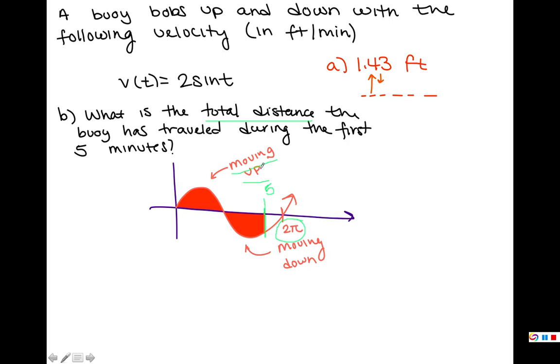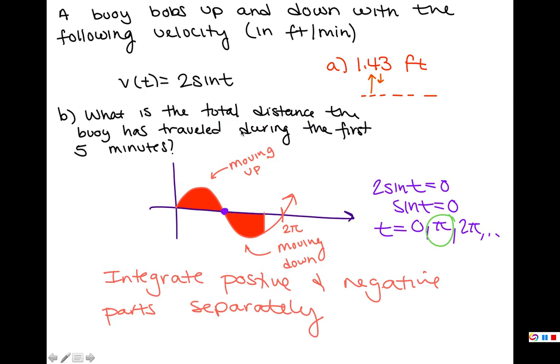Okay, so where does this graph cross the x-axis? Maybe you just remember from trig, it should cross halfway between. So if the period is 2 pi, it should cross at pi. Or you could take your velocity function and set it equal to 0. That's what I've done in purple. Divide by 2, so you get sine of t equals 0.